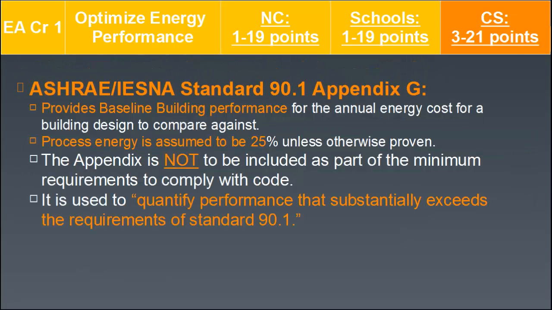ASHRAE Standard 90.1 Appendix G provides baseline building performance for the annual energy costs for a building design to compare against. You can use process energy default of 25% unless proven otherwise. Note that the appendix is not to be included as part of the minimum requirements to comply with code. It is to quantify performance that substantially exceeds the requirements of standard 90.1.